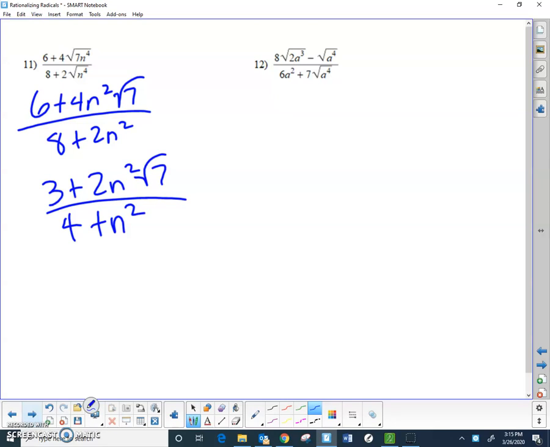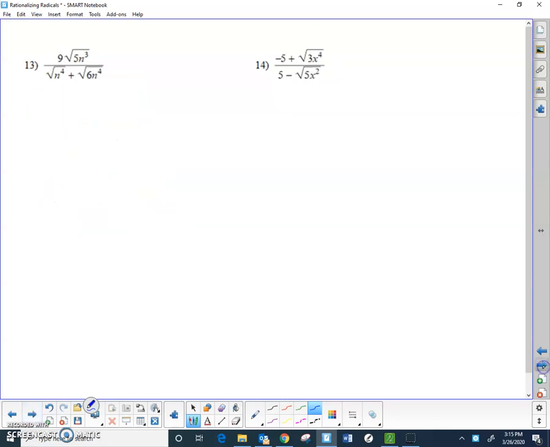All right, so same thing for 12. You've got the square root of a to the 4th, so I can pull an a squared out of there. We're going to skip through that one, and we're going to do a messy one. All right, we're going to do 13. 14 is super messy. If you want to challenge yourself, you can try that one. We're just going to do 13 to finish up here.